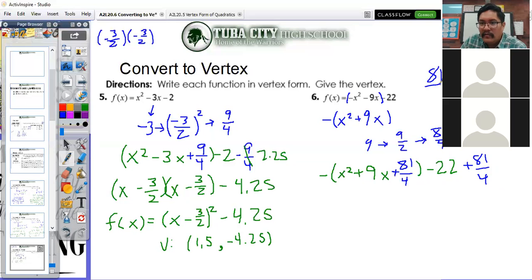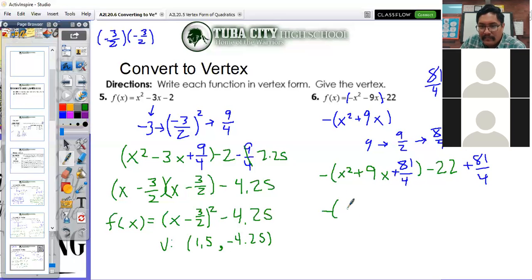Now 81 over 4, and I'm going to use my calculator. 81 divided by 4 is 20.25. I'm going to make that 0 a little bit better. 20.25. So that's going to make it a little bit easier to work with. Now I'm going to go ahead and use this number, because again, it's the root of this number, but half of this number, which is actually 9 over 2. 9 over 2 is half of 9.